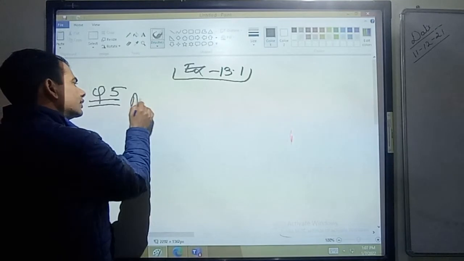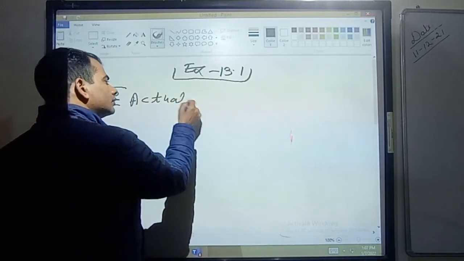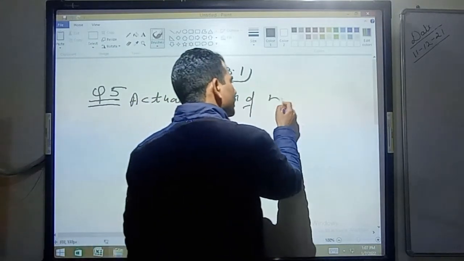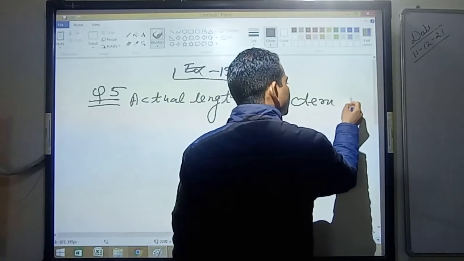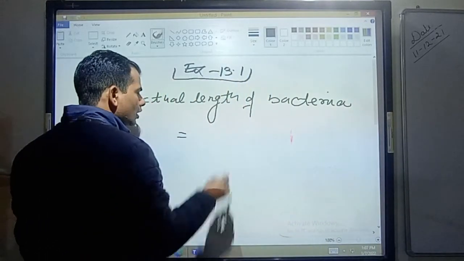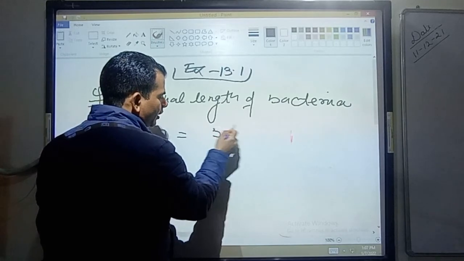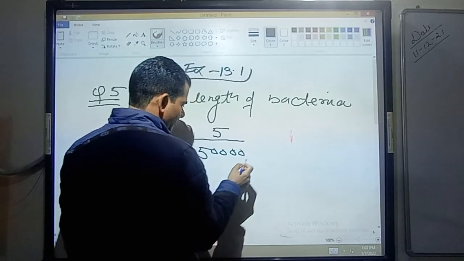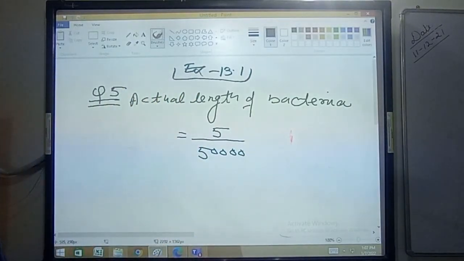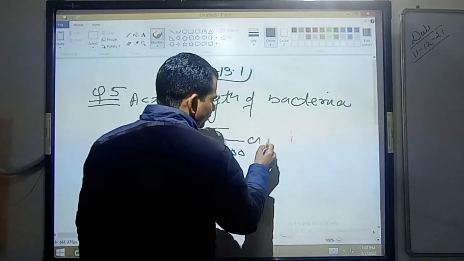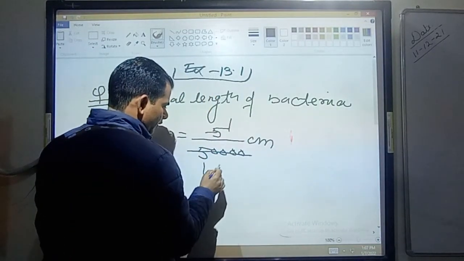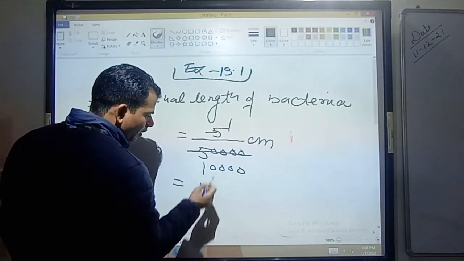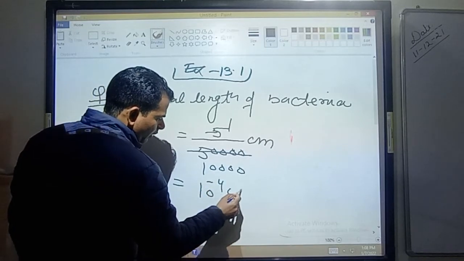Actual length of bacteria. 5 centimeter divided by 50,000 centimeter. That is 10 raised to power minus 4 centimeter.